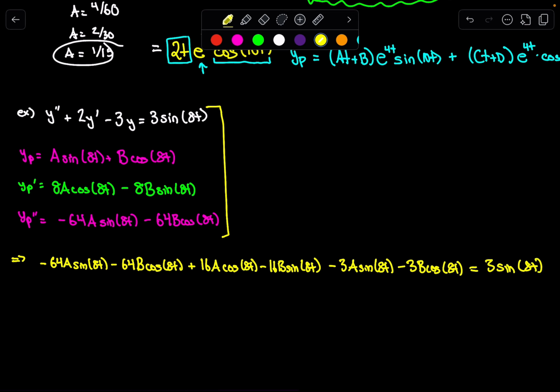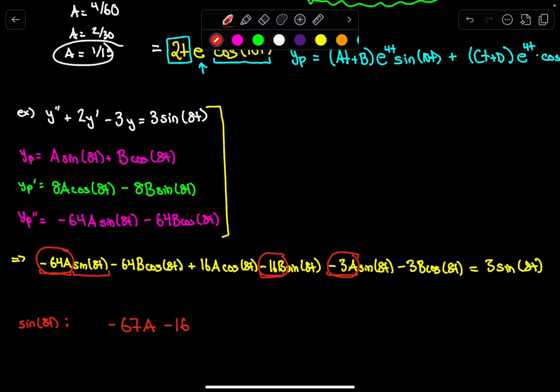So let's combine some stuff here. Let's see what we got. How many sine of 8t's do I have on the left side here? I'm going to take note of this. I have negative 64a here, a minus 16b of them here, and a minus 3a of them here. So I'm going to write all this down. Minus 64a and then a minus 3a gives me a minus 67a. And then I have the minus 16b from over here, and that should equal the 3 that I have on the right side. So this should equal 3.